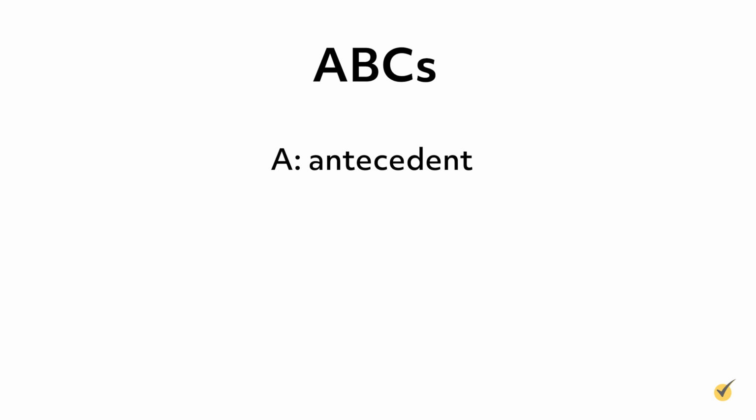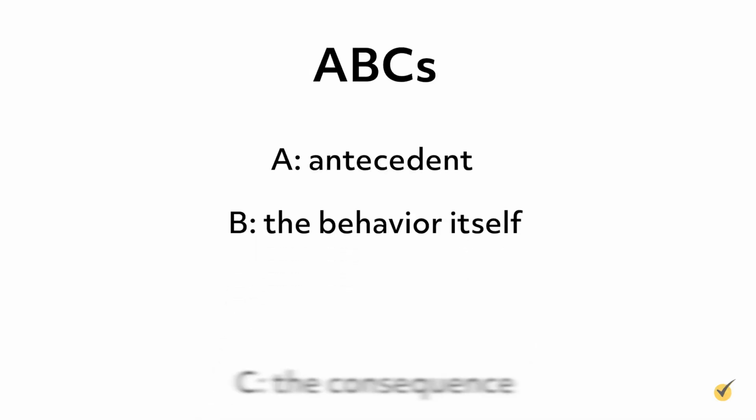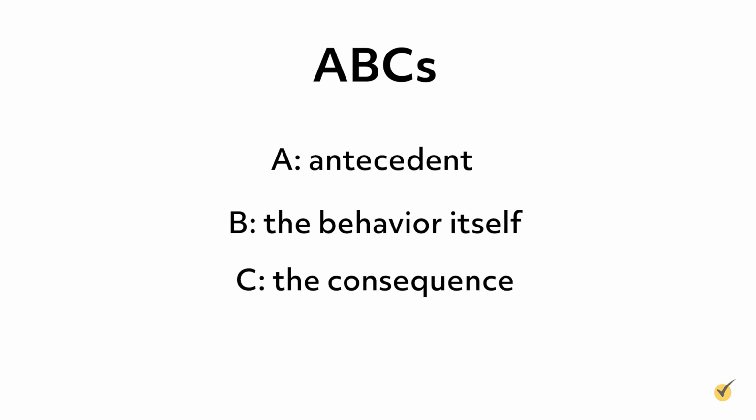Because of this, in an FBA, the evaluator also pays close attention to what is sometimes referred to as the ABCs. The A, antecedent, meaning what happens right before the behavior, the B, the behavior itself, and C, the consequence, or the response from the teacher and other students directly after the behavior. This kind of analysis provides insight into what the child is gaining from the behavior.